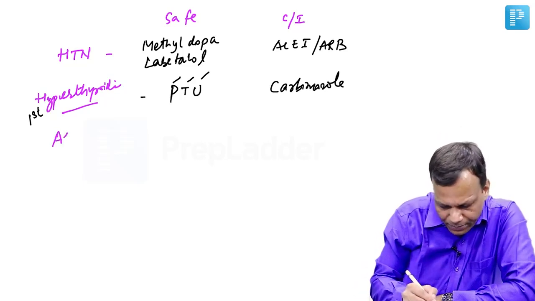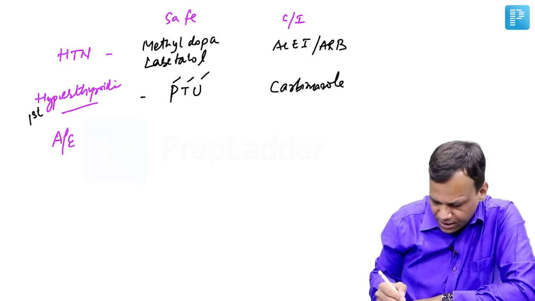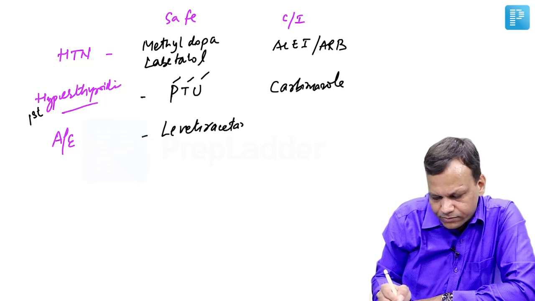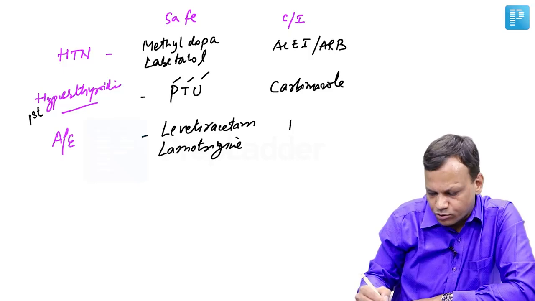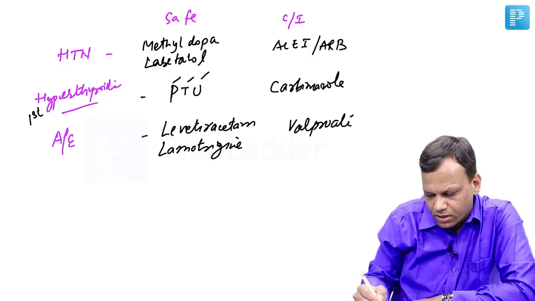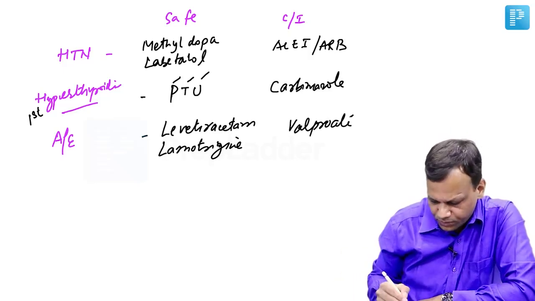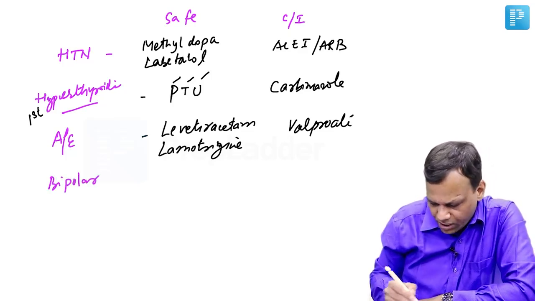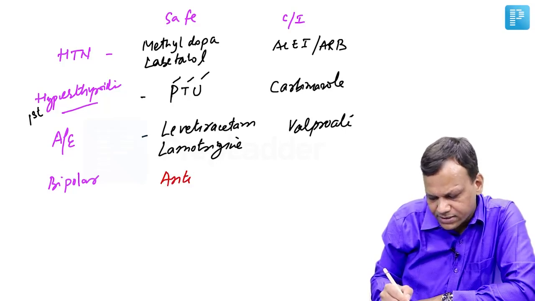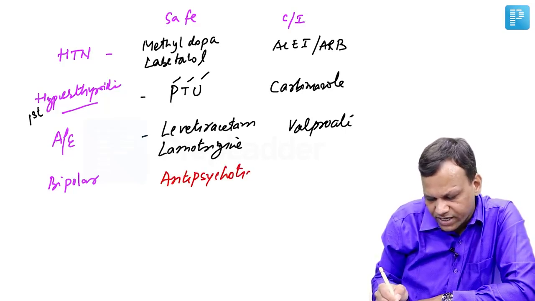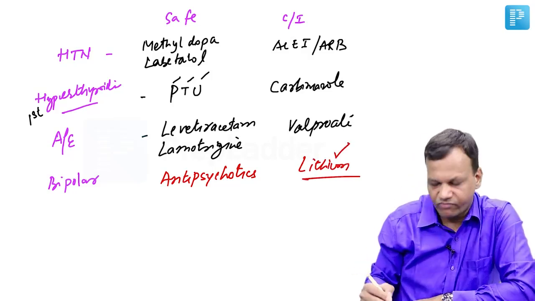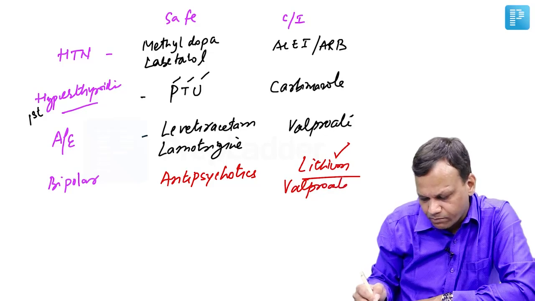Then we need to see anti-epileptic drugs in pregnancy. Epilepsy in pregnancy, the safest drugs being levetiracetam and lamotrigine. Whereas the drug which is contraindicated is valproate. We should avoid it as much as possible. The next important are the drugs for bipolar disorder in pregnancy. Remember, the safest drugs are antipsychotics. Antipsychotics like olanzapine are the drug of choice in pregnancy. Lithium is usually avoided, but if absolutely necessary, we can give. But valproate we should avoid at all costs in bipolar disorder.